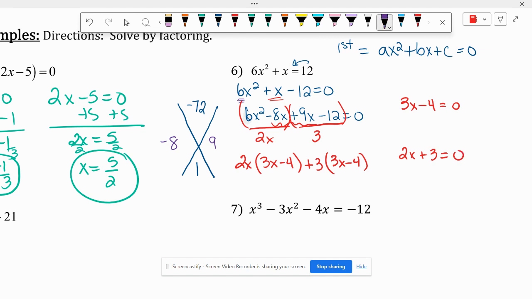Okay? So if 3x minus 4 equals 0, add 4 to both sides. That gives me 3x equals 4. Divide both sides by what? So x equals 4/3. Do you guys see you're just solving a two-step equation there? Okay. What about this one? 2x plus 3 equals 0. How do I get 2x all by itself? Minus 3. So I'm just going to do it. Is that okay? Now what? Divide by 2. So x equals negative 3/2.